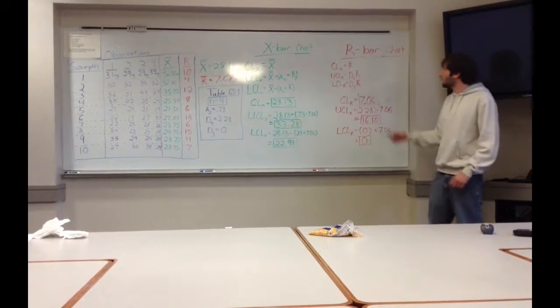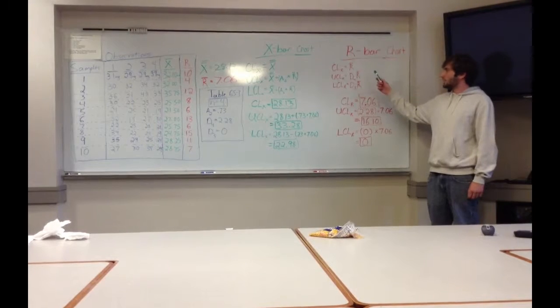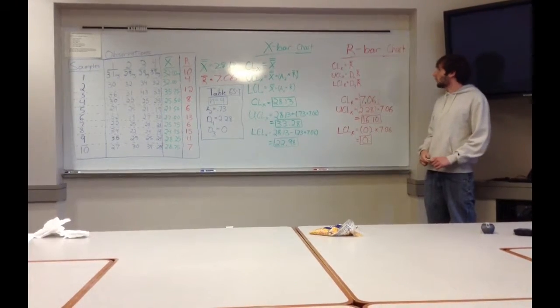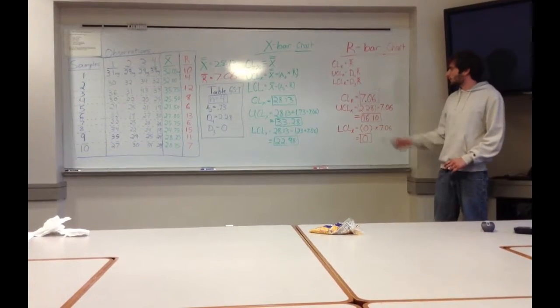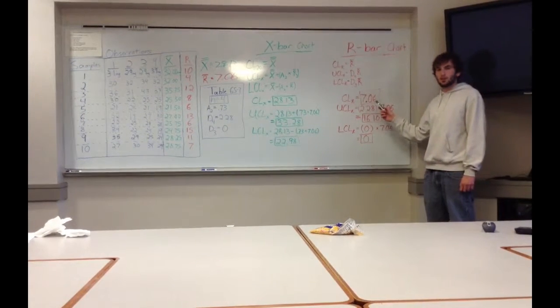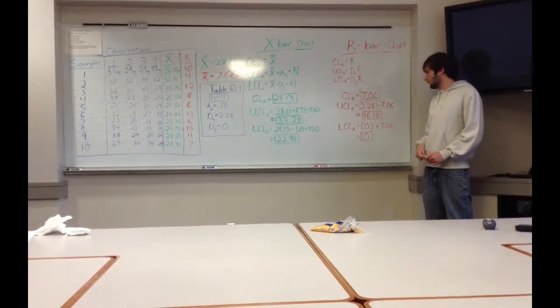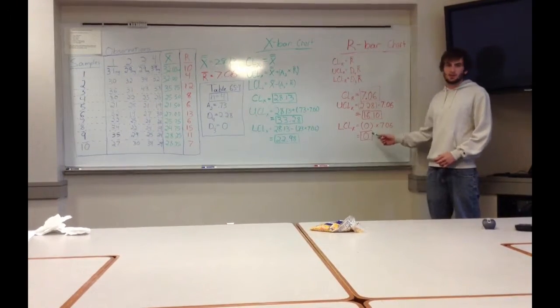Doing a similar thing with the R-bar chart, we have to find the center line, the upper control limit, as well as the lower control limit for the R-bar chart. And we determined that the center line for the R-bar chart was 7.06, and the upper control limit is 16.10, and the lower control limit for the R-bar chart is 0.